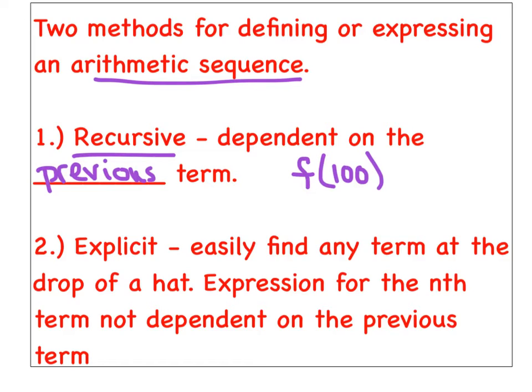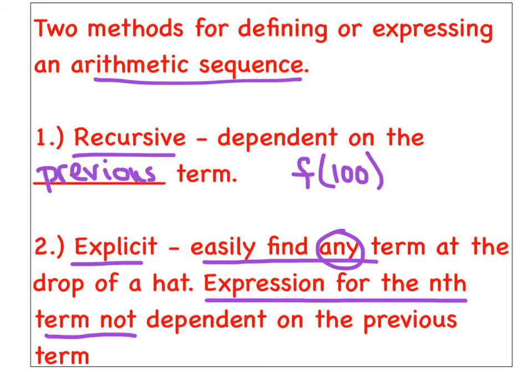And so we're going to look for shortcuts, because there are a lot of patterns here that we could find. And so instead of defining it recursively, a lot of times we're going to define it explicitly, which is a form that allows us to easily find any term at the drop of a hat, in other words, very quickly. And basically, here's what you want to get in your notebook. It's an expression for the nth term that's not dependent on the previous term. So if you want the 100th term, you can go right from the first term to the 100th term and skip all the terms in between, which is much, much quicker and more efficient.